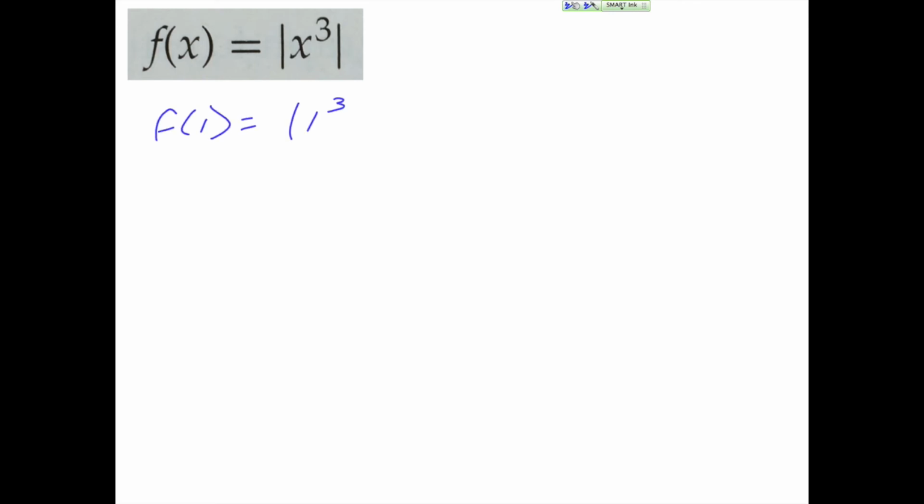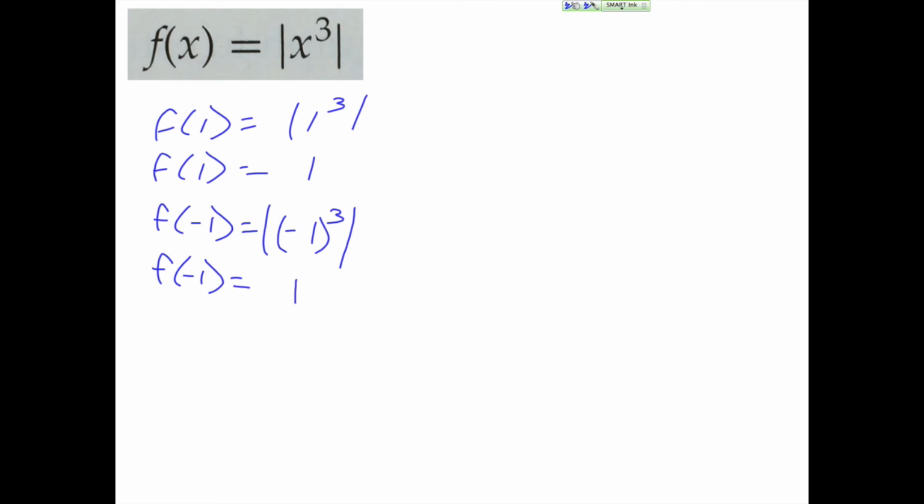So if I plug in 1, what do I end up with? I end up with positive 1. If I plug in negative 1, I also end up with positive 1. So that means it is symmetrical to the y-axis, which means it is an odd or an even function? So it's even. So that one is an even function. So an even function has y-axis symmetry. One more.